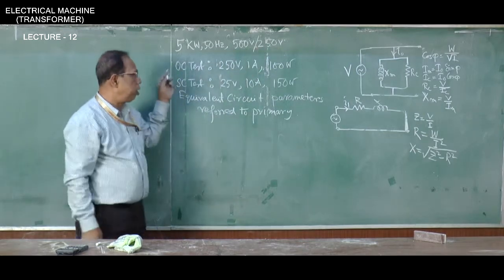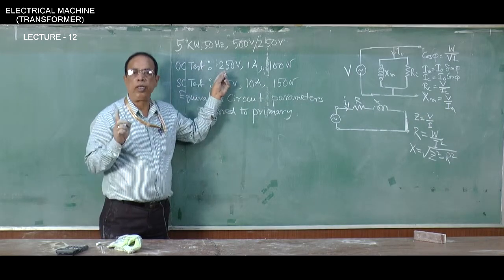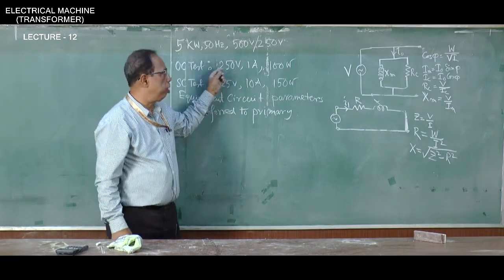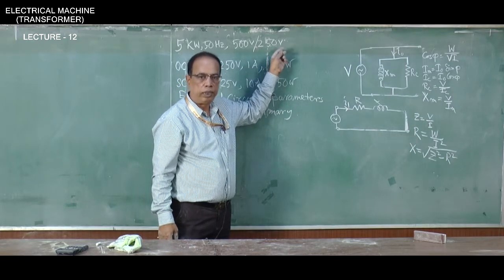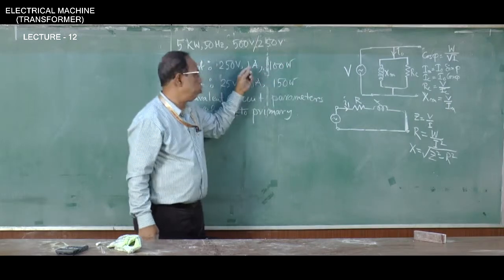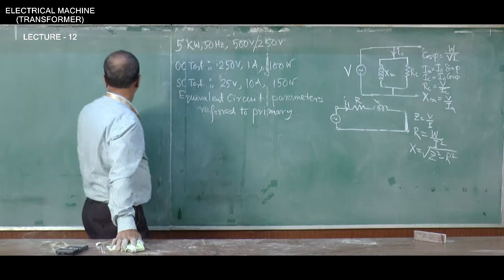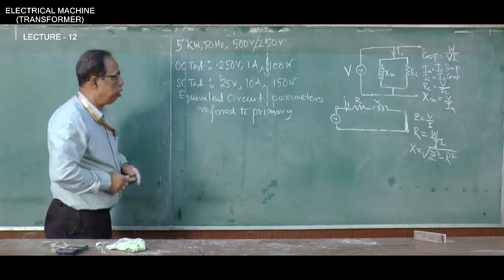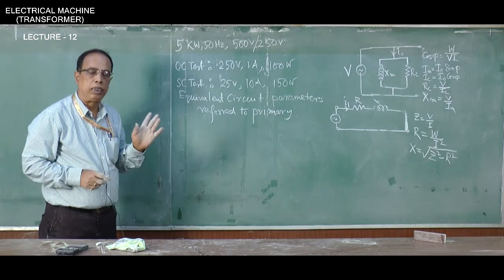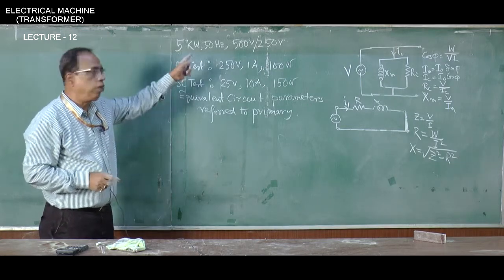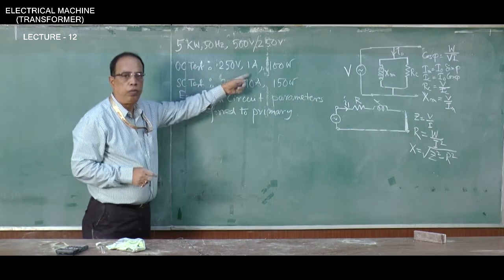Now, in the open circuit test, you see the voltage applied was 250 volt. It has to be the rated voltage. 250 volt rated means it was conducted on the secondary side, that means the low voltage side. And current was found to be 1 ampere and 100 watt. But I will have to find these resistances and all these things on the primary side, that means the 500 volt side. So, what will be the current on the 500 volt side?